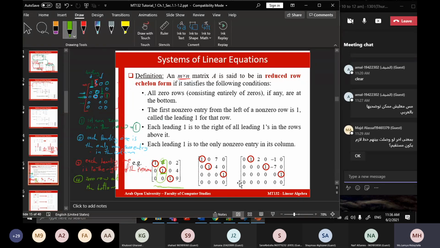Clear? Now, what if I put a 1 here? What if I put a 1 here? What do you think? Now, is it in the reduced echelon form or not? Tell me. Is it in the reduced echelon form or not?